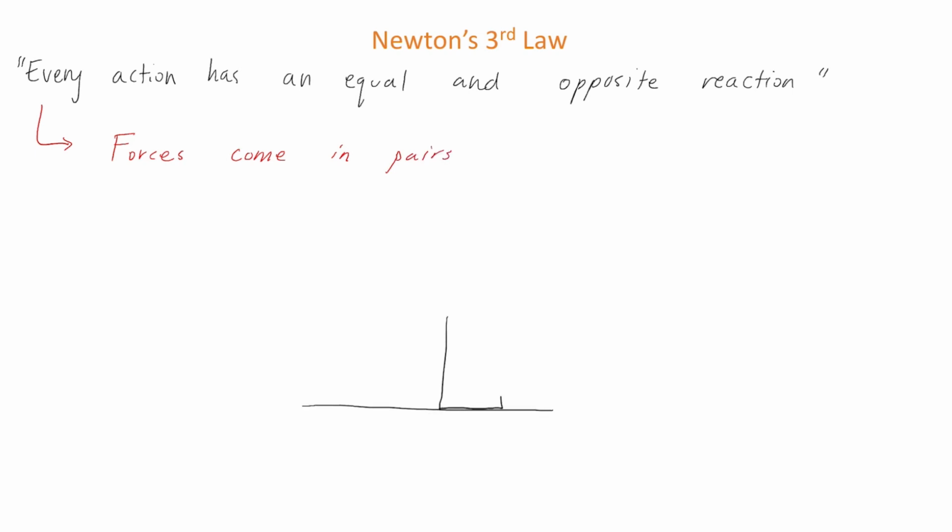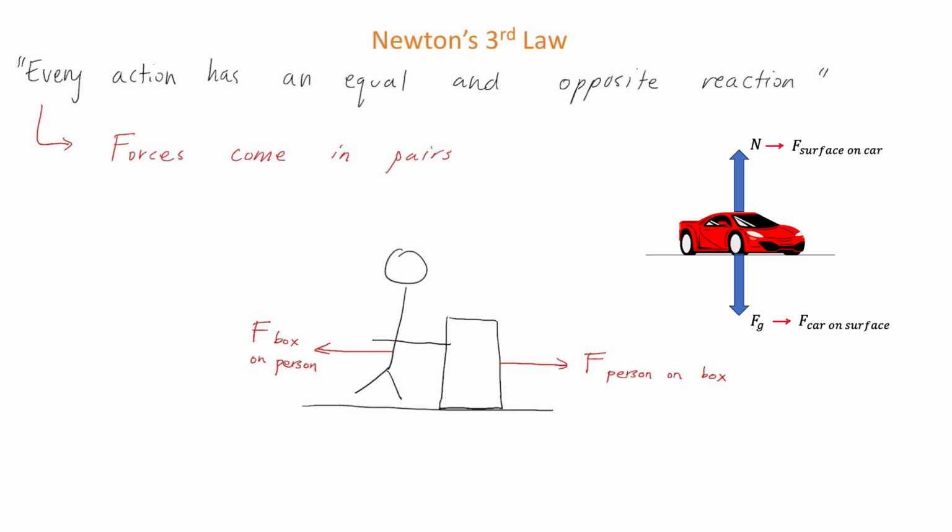Imagine we have a box, and there's a person who's pushing the box. We know the box will experience the force of the person pushing on it. But what Newton's third law says is that the person will experience the force of the box pushing back on them. And you've heard of this before. This is just like the normal force. Remember, I told you the normal force occurs when you have an object pushing down on a surface, and then the surface pushes back up on it.